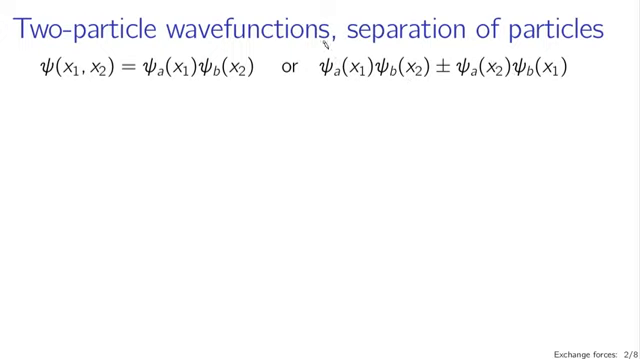For instance, our distinguishable particle wave function psi a x1, psi b x2, combined with either a plus sign or a minus sign, psi a x2 and psi b x1, will give me essentially the same wave function back if I swap x1 and x2. If I swap x1 and x2 here, I'll get psi a x2, psi b x1, plus or minus psi a x1, psi b x2. And that's essentially just swapping these two terms.